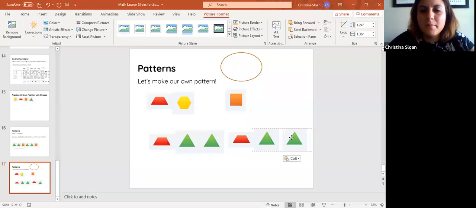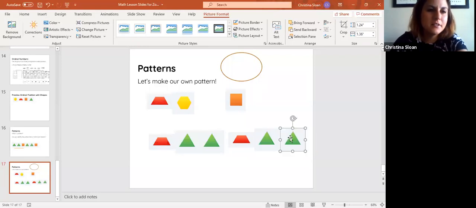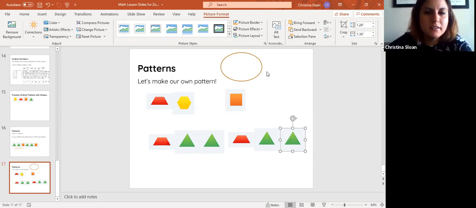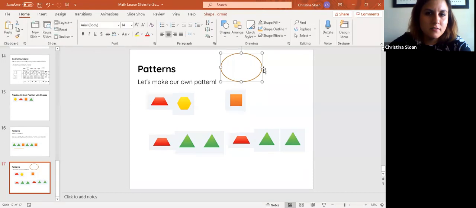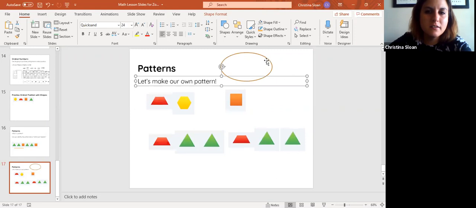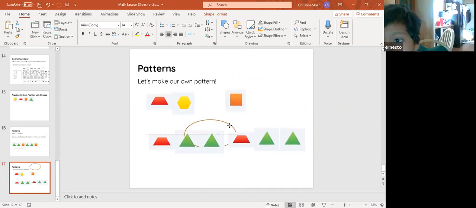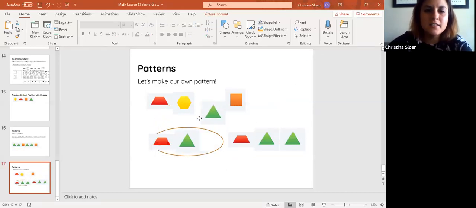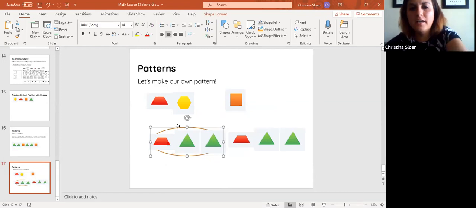Okay, what's the pattern? You can use the colors. Red, green, green. Red, green, green. What's the part that repeats? Green. What's the chunk that repeats? Remember, chunk is like a group. What's the group that repeats? Red, green, green. Red, green, green. Very good. So I'm going to circle the red, green, green. Nice job, Ernesto. Thank you for helping me with that one.